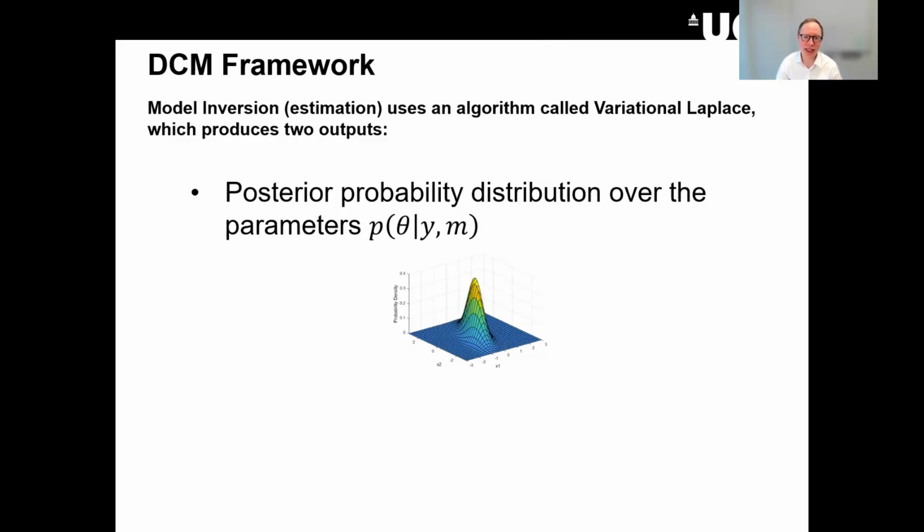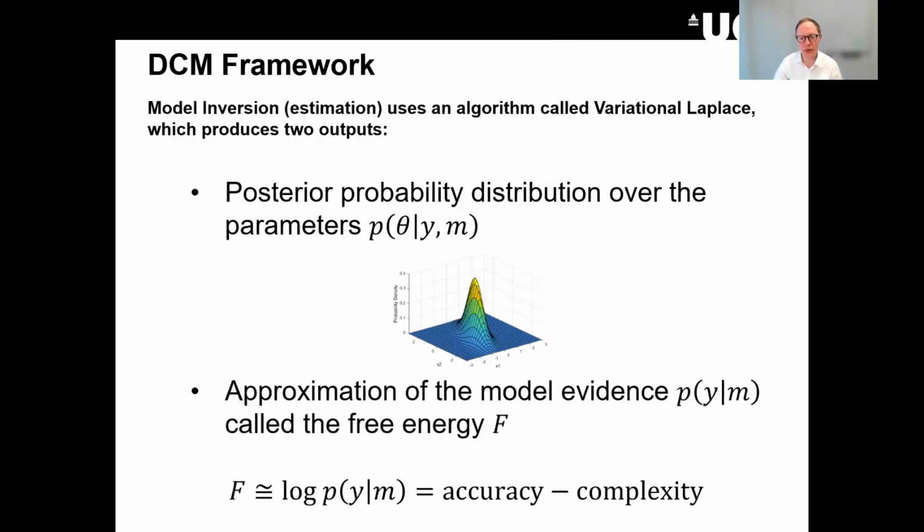The other thing you get as an output is an approximation of something called the model evidence. In fact, this should say the log of the model evidence, which is the probability that I would have seen my data if the model were correct. Now, this quantity, the model evidence, also called the marginal likelihood, is at the core of all parametric statistics, classical, frequentist, or Bayesian.